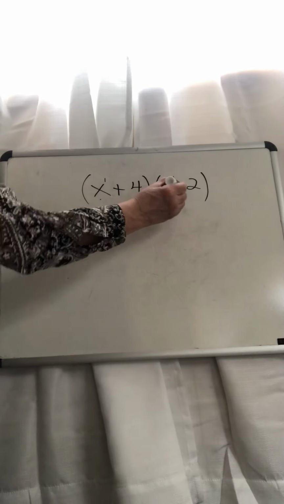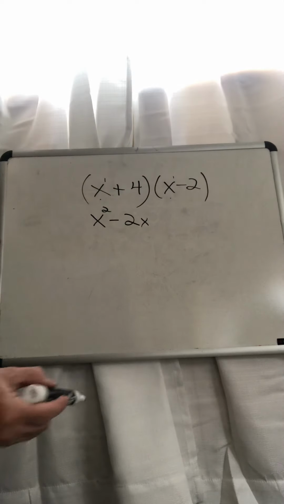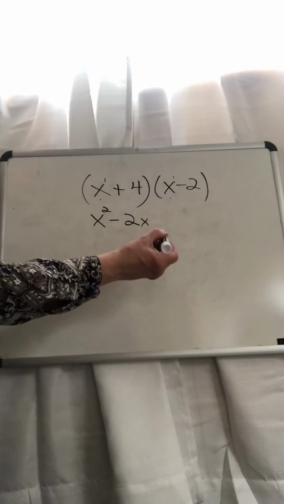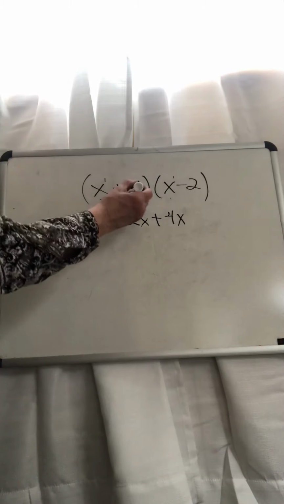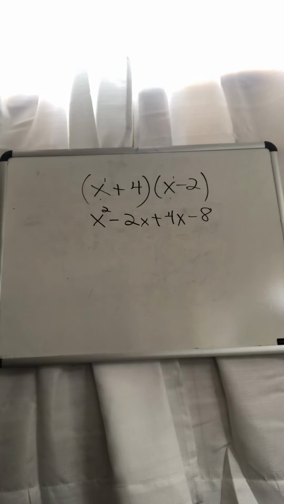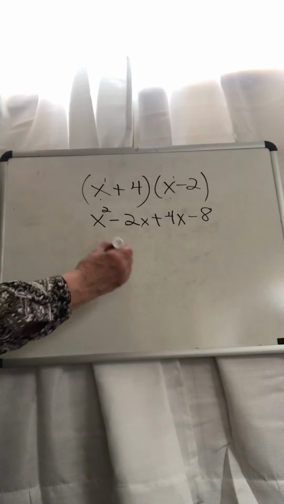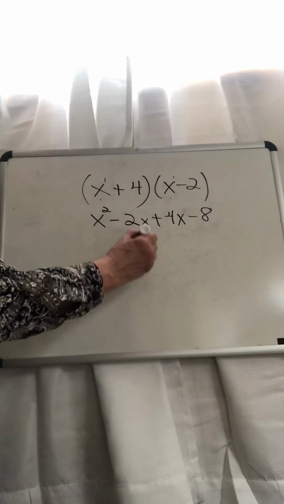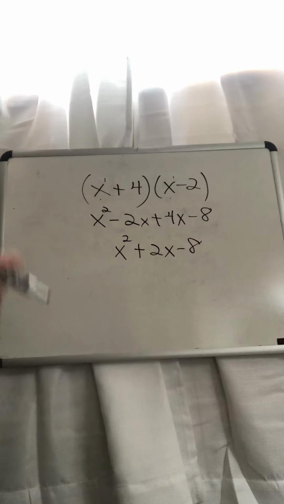So it would be x times a negative 2, which would give me a negative 2x. Then we've got 4 times x, which would give me 4x. And 4 times a negative 2, which is a negative 8. Sometimes after you multiply, you'll be able to combine like terms. So the only like terms we have are the negative 2x and the positive 4x. So that gives me x squared plus 2x minus 8.